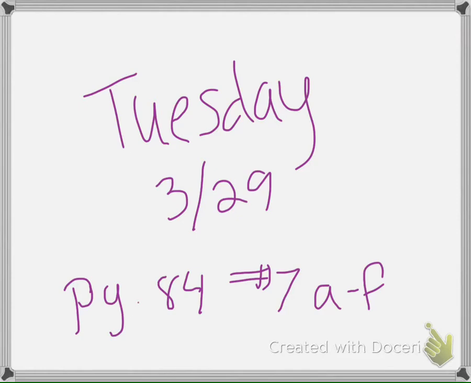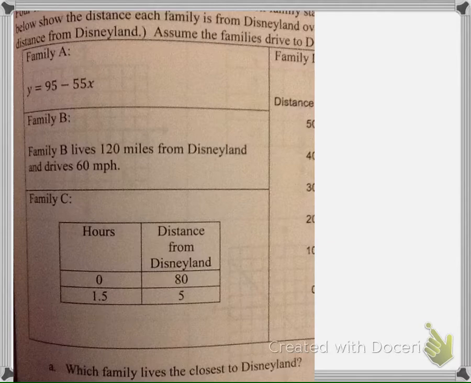The situation is that we have 4 families and they're going to meet at Disneyland, but each family lives a different distance away from Disneyland and they all drive different miles per hour to get there. So the X represents our time in hours for how long they've been driving, and the Y is their distance from Disneyland. So we've seen equations like this, but some of you might get confused on how to read this equation.